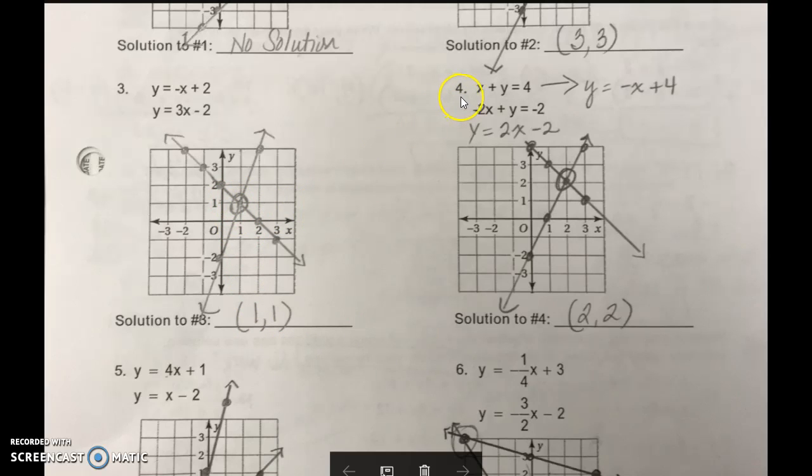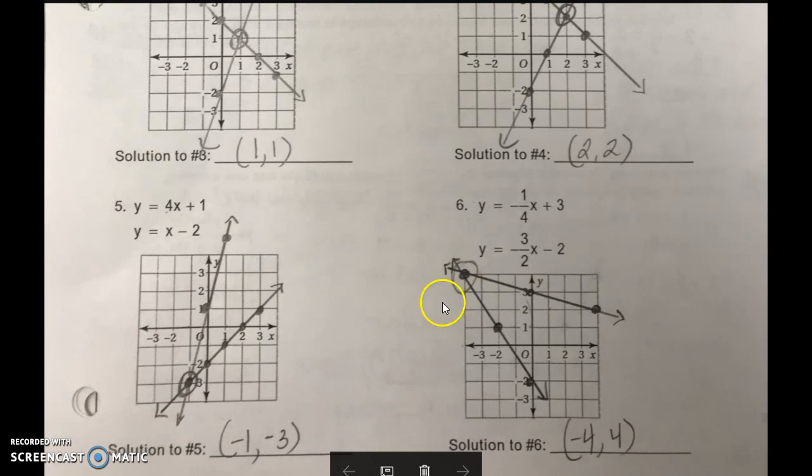Looking at the equations in number 4, notice that both equations are in standard form. So the first thing you want to do is change both equations into slope-intercept form so you can easily identify your slope and your y-intercept, which I've done for you here. Here's the graph of those two lines. The solution is (2, 2).